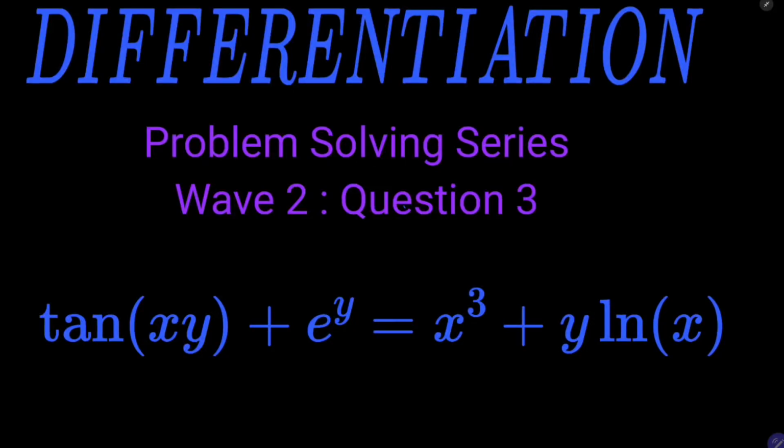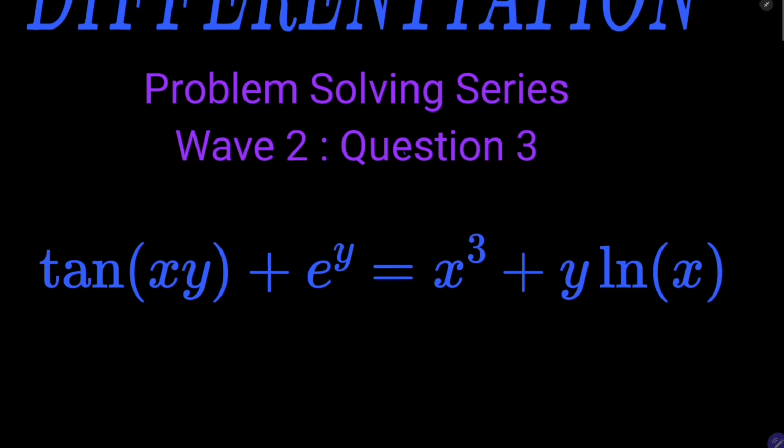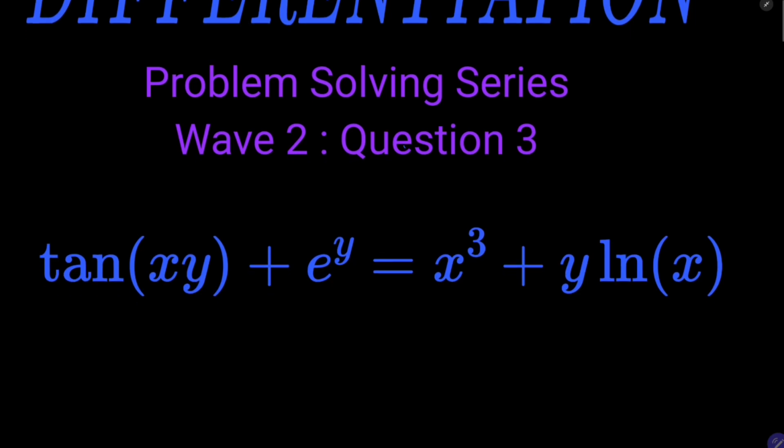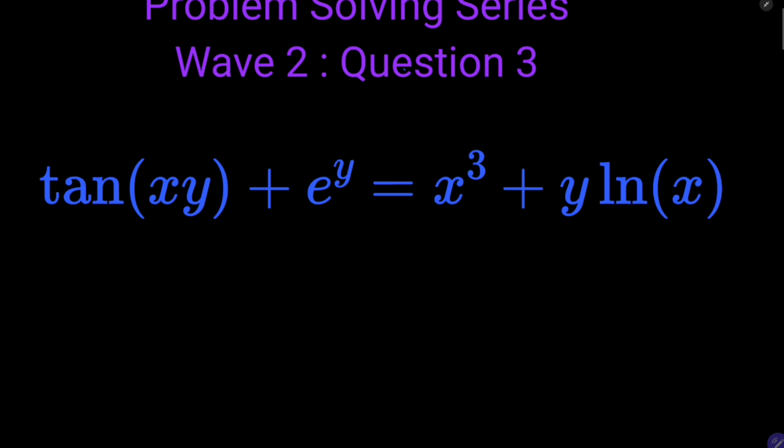Welcome back to our problem solving series with 2, question 3. In this question, we are asked to find dy/dx, given that tan(xy) + e^y = x^3 + y ln x.